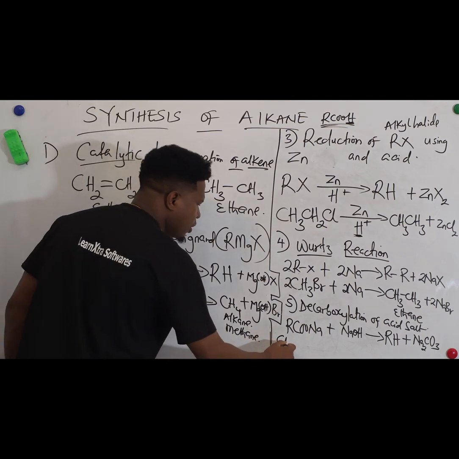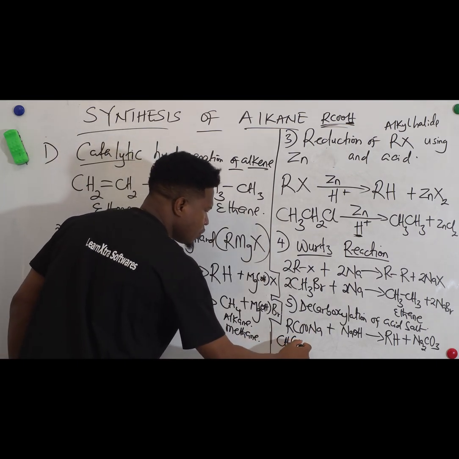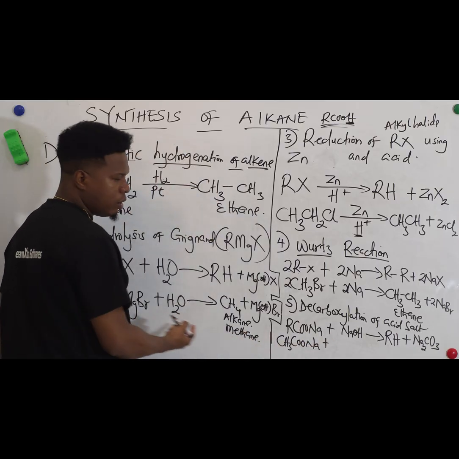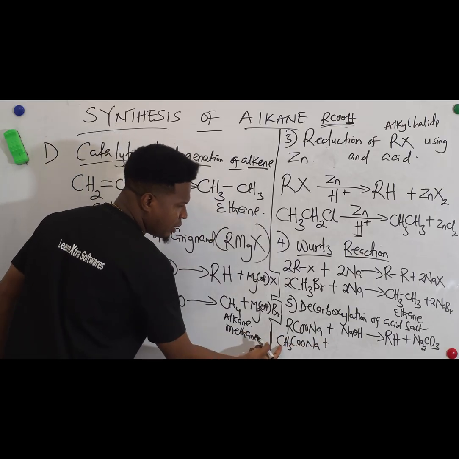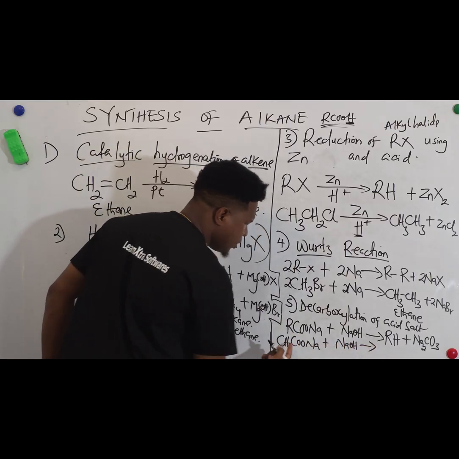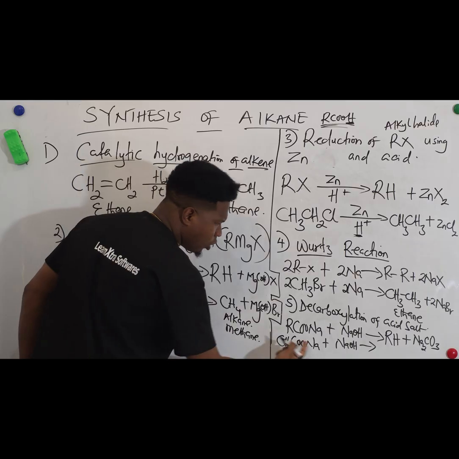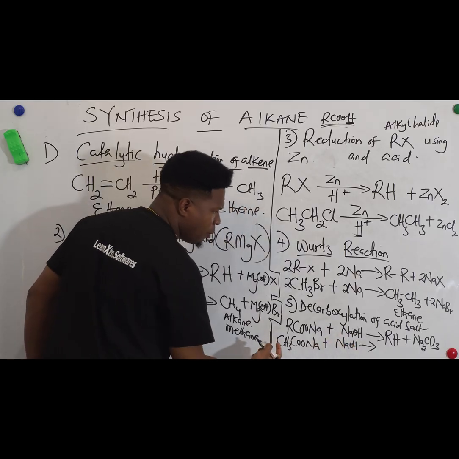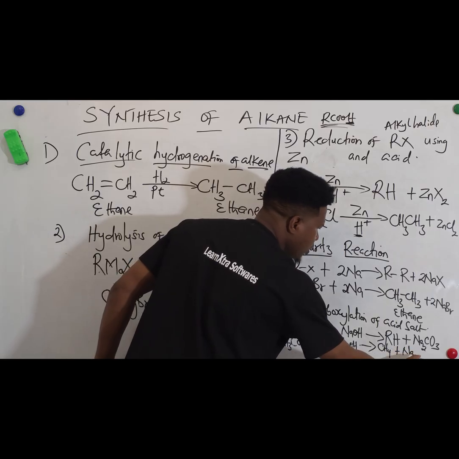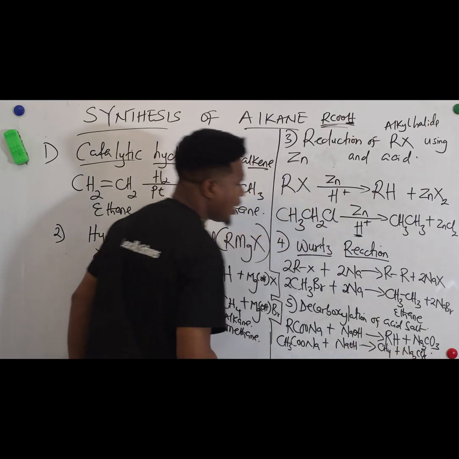Let's say we have sodium ethanoate. So this is a salt called sodium ethanoate. If you treat sodium ethanoate with sodium hydroxide, this methyl group here will combine with this hydrogen here to form methane. So methane will appear here plus sodium carbonate. So that is the reaction.